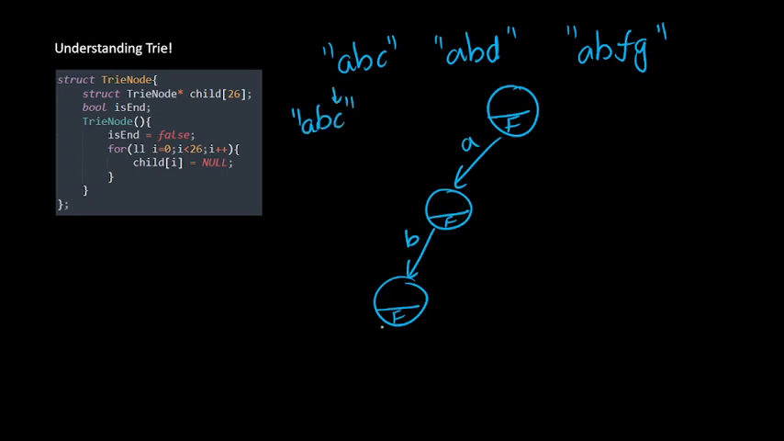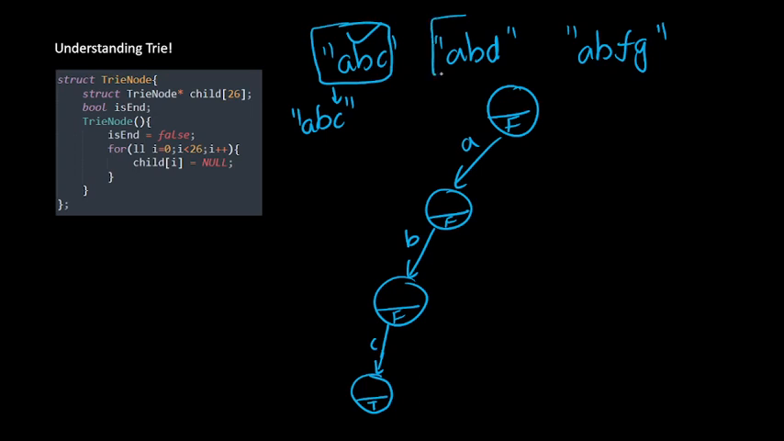So does B have any branch leading to C? No, it does not. So we'll make another one, this time for C, and this will be true. This will be true because you are at the end of a word. So this C represents the end of a word, and this was your trie for this one. So we are done considering this.